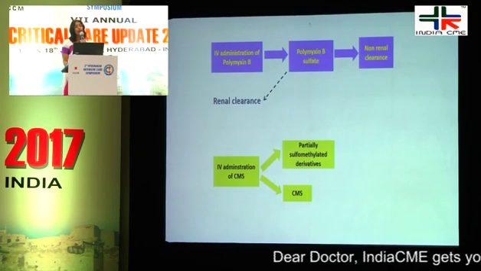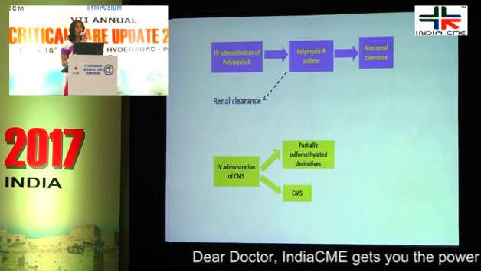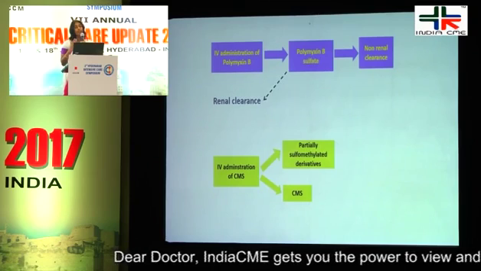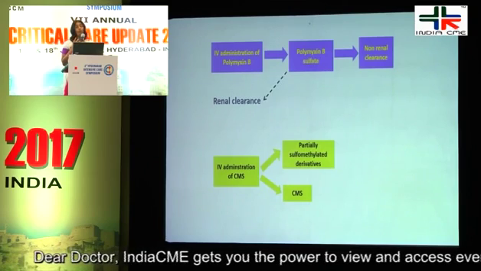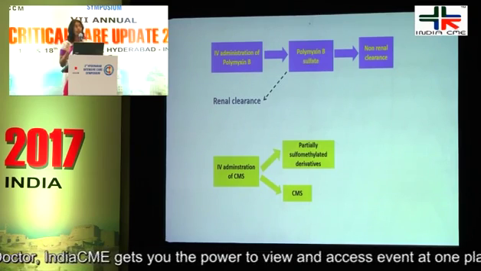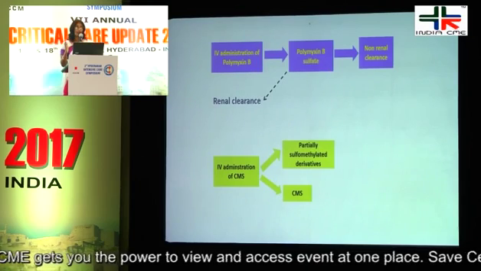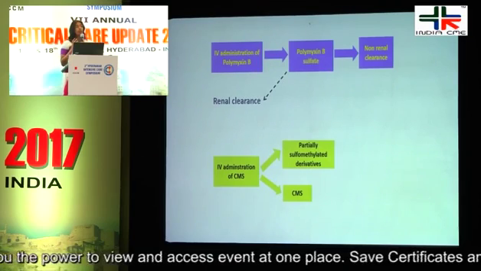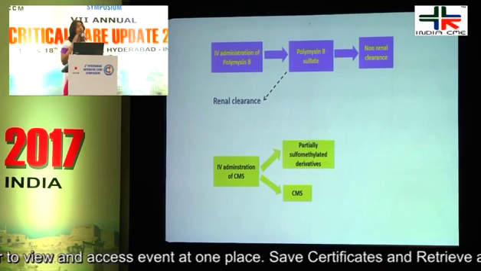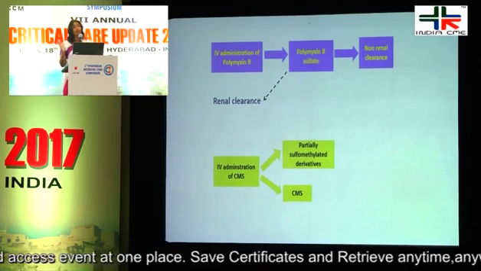The most important thing to note is once we give colistimethate, before it's even sulfomethylated, 67% of the prodrug is excreted non-renally even before it's converted into an active drug. Now why is that important? That is because this excretion of the prodrug happens via the renal route.